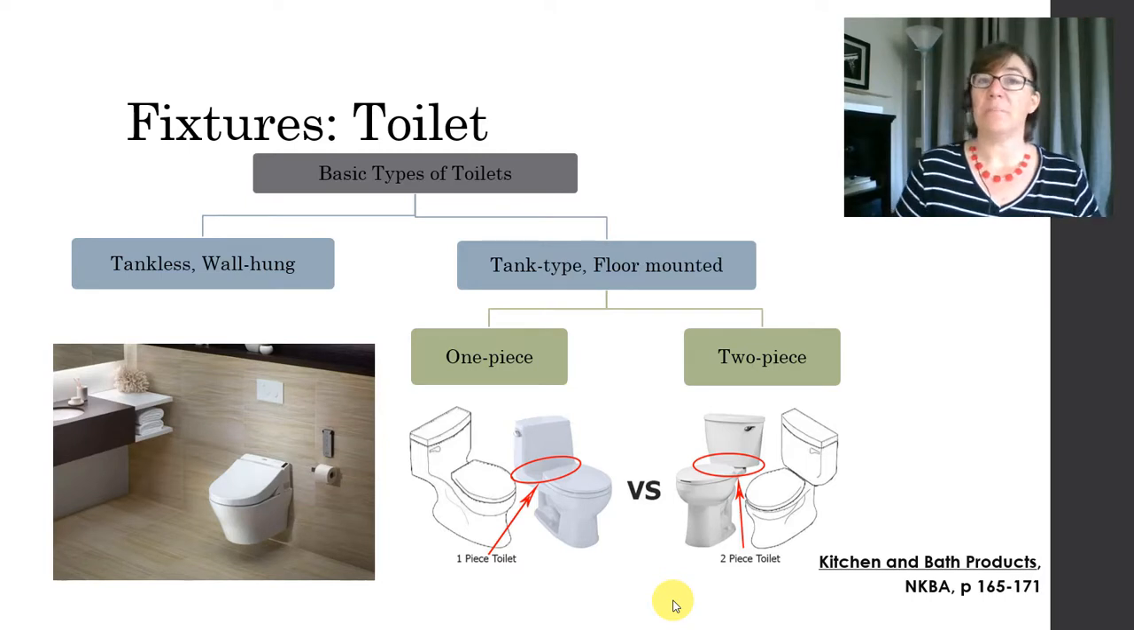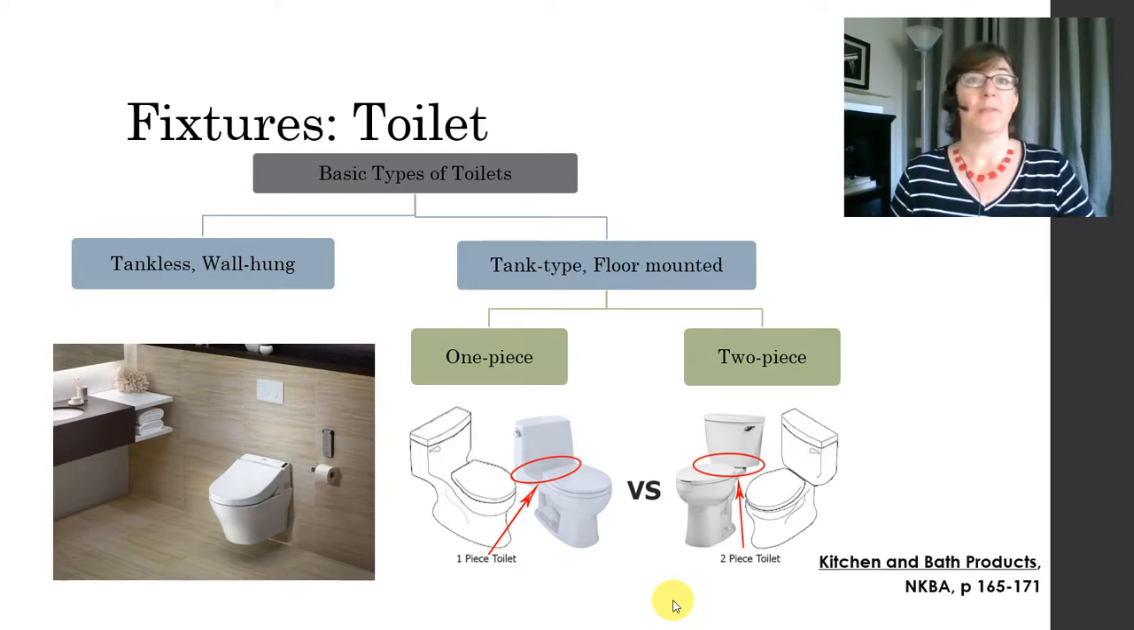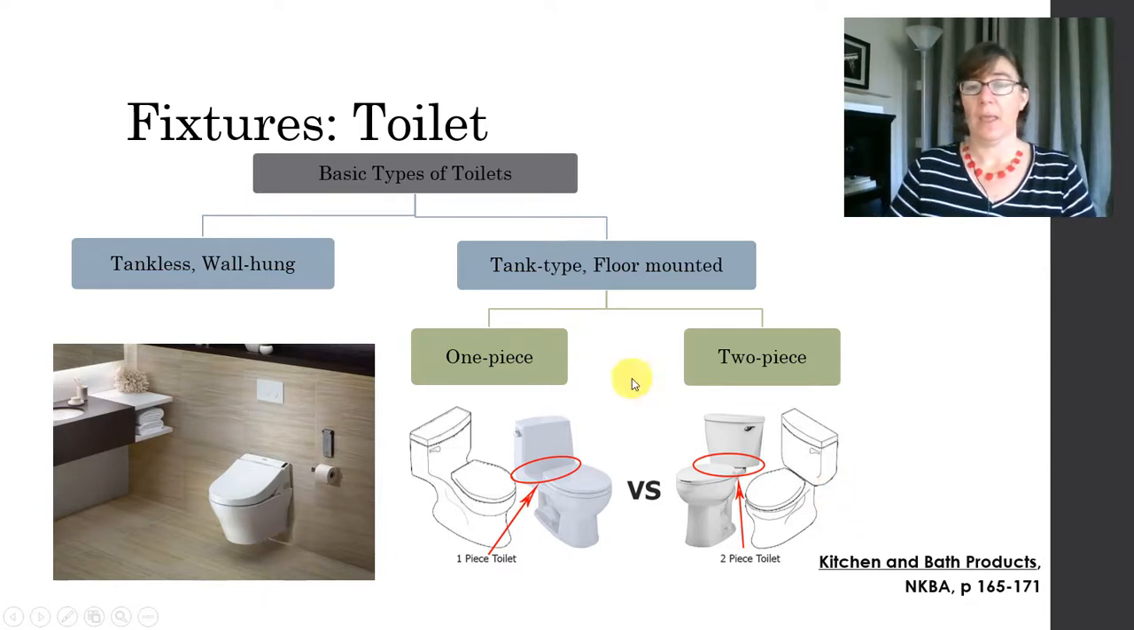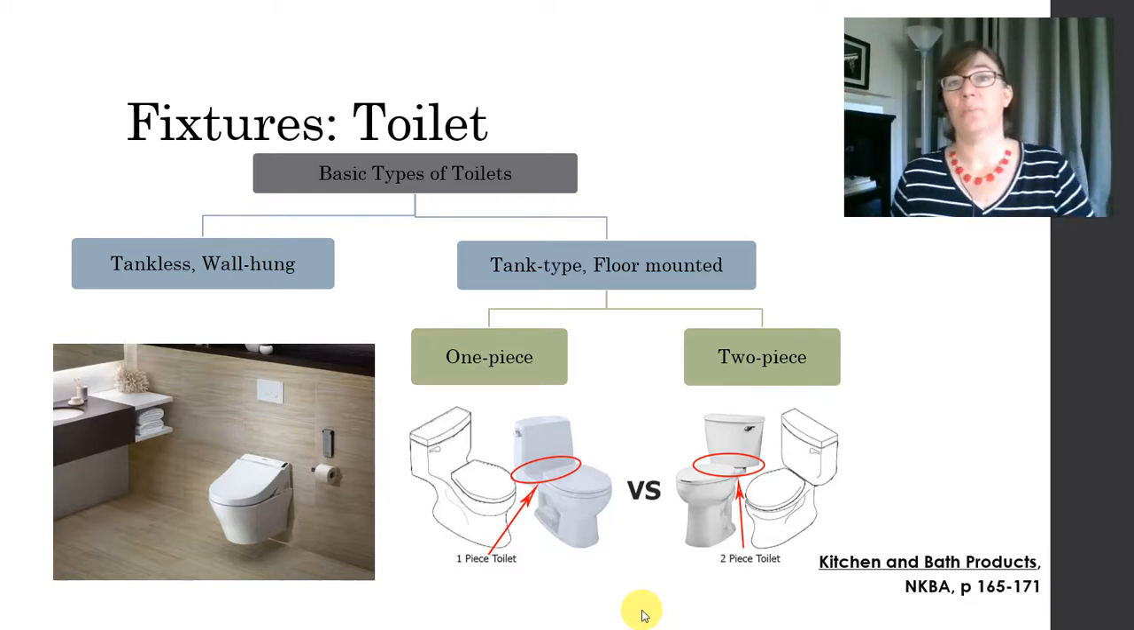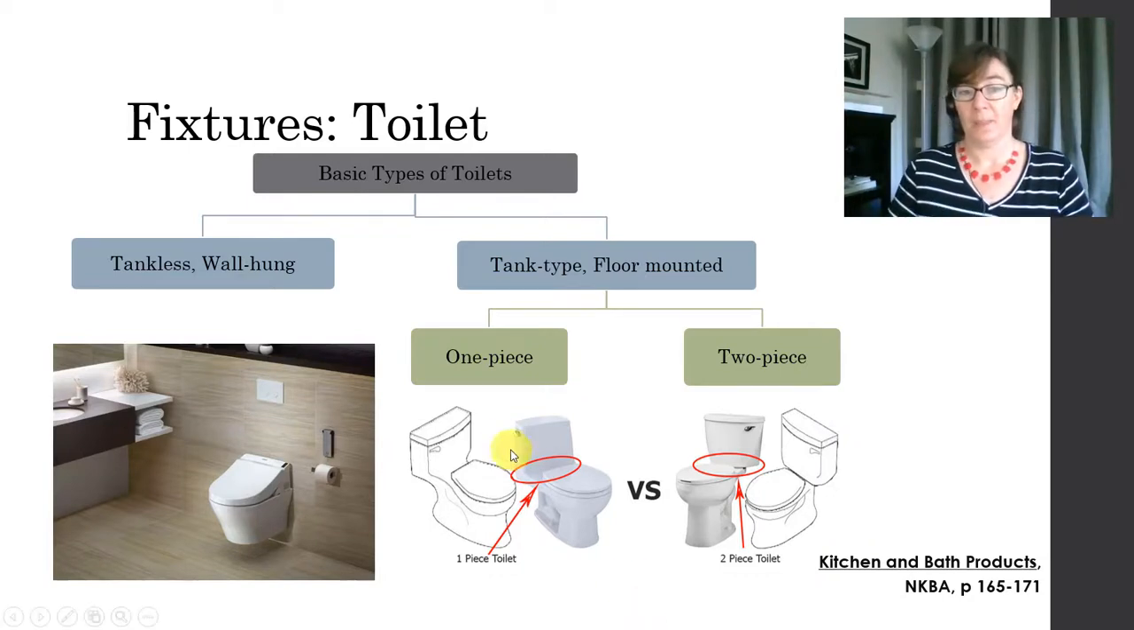Moving on, let's talk about some basic types of toilets. There's two main categories, and one is tankless, also called wall hung, and the other is tank type or floor mounted. So here's a picture of what a wall hung toilet looks like right here. And here are some floor mounted toilets. They come in two categories, a one-piece floor mounted toilet or a two-piece floor mounted toilet. And the difference is how they are made.